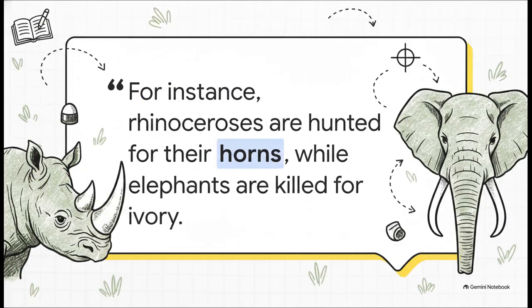Again, the writer doesn't just broadly say animals are hunted. They get specific, mentioning rhinoceroses being hunted for horns and elephants for ivory, drops in concrete details that make the reality of extinction feel palpable. It shows the examiner you actually know the real-world context of what you're talking about.